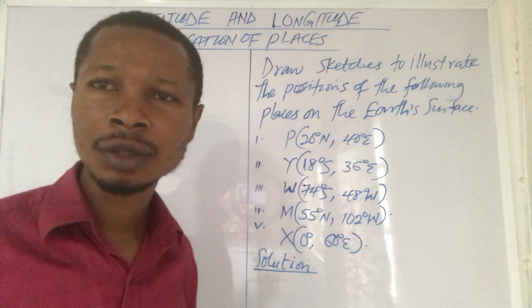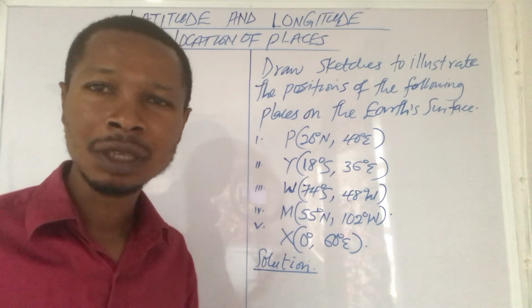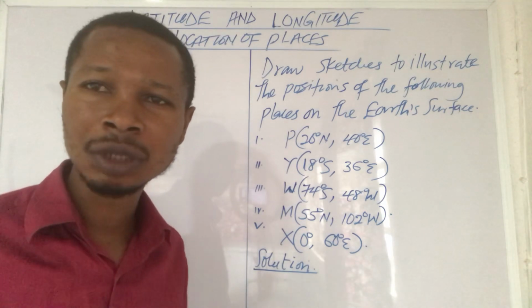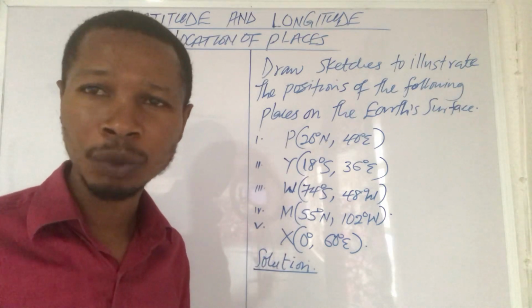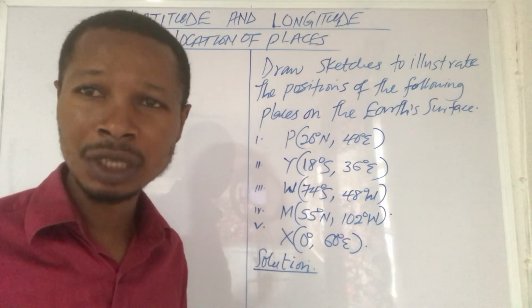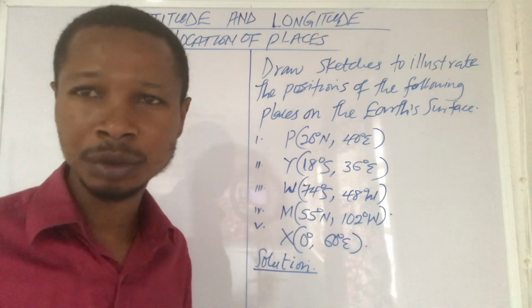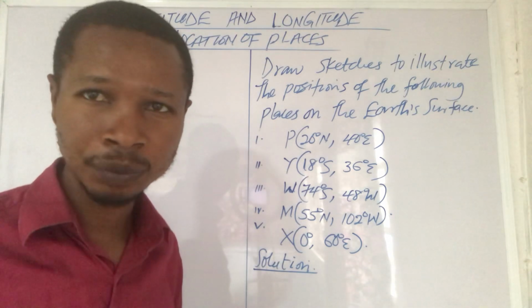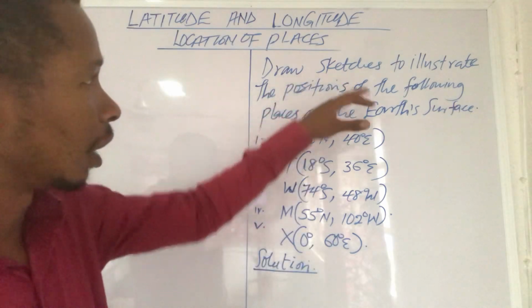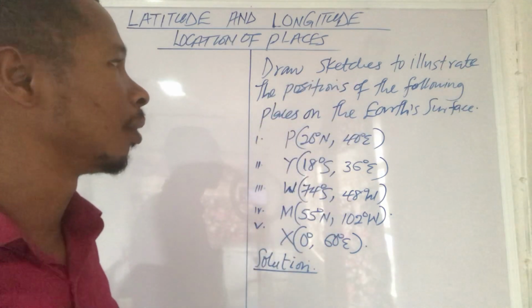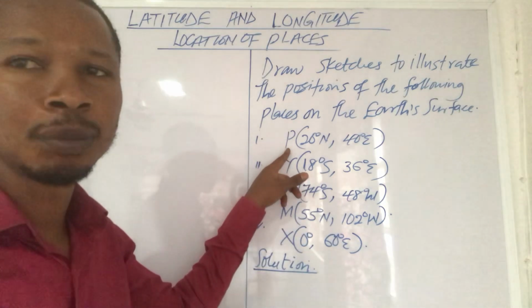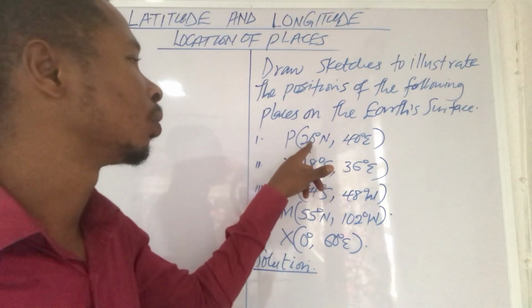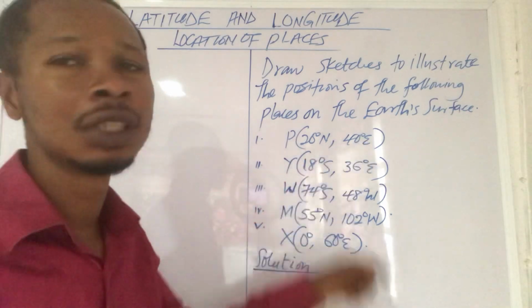Each place on the Earth's surface has particular lines of latitude and longitude associated with it. So for you to locate a point on the Earth's surface, you must know its latitude and longitude. Now let's look at an example. Draw sketches to illustrate the position of the following places on the Earth's surface. P is a point or a place on the Earth's surface: latitude 20 degrees north, 40 degrees east.